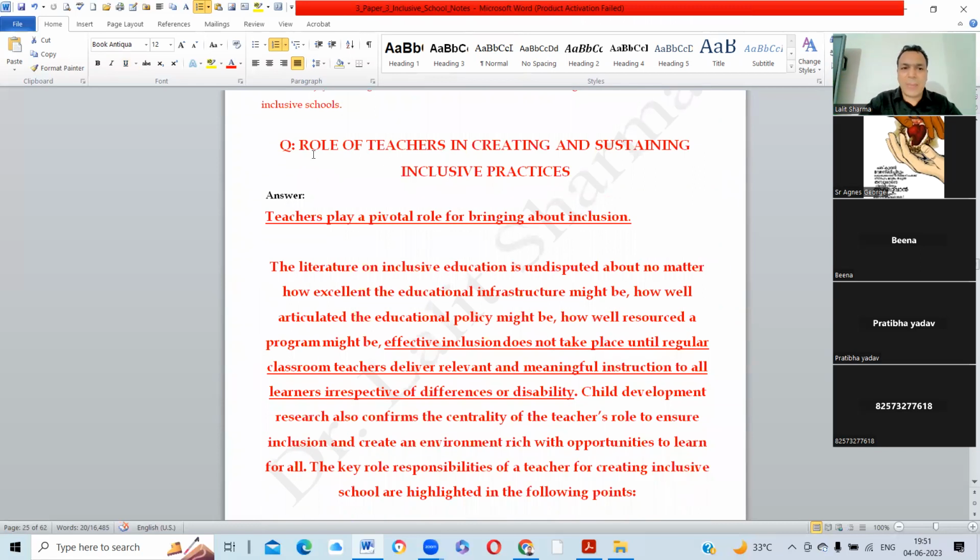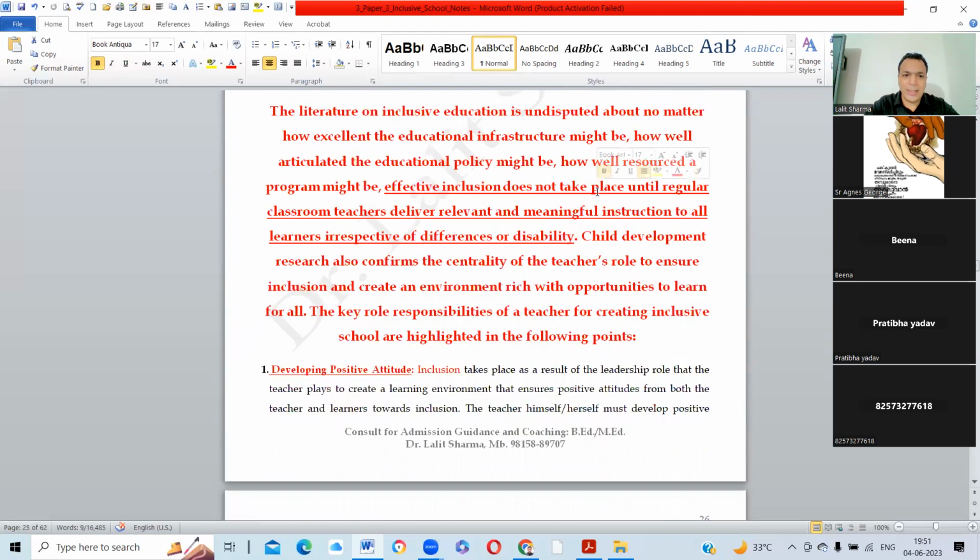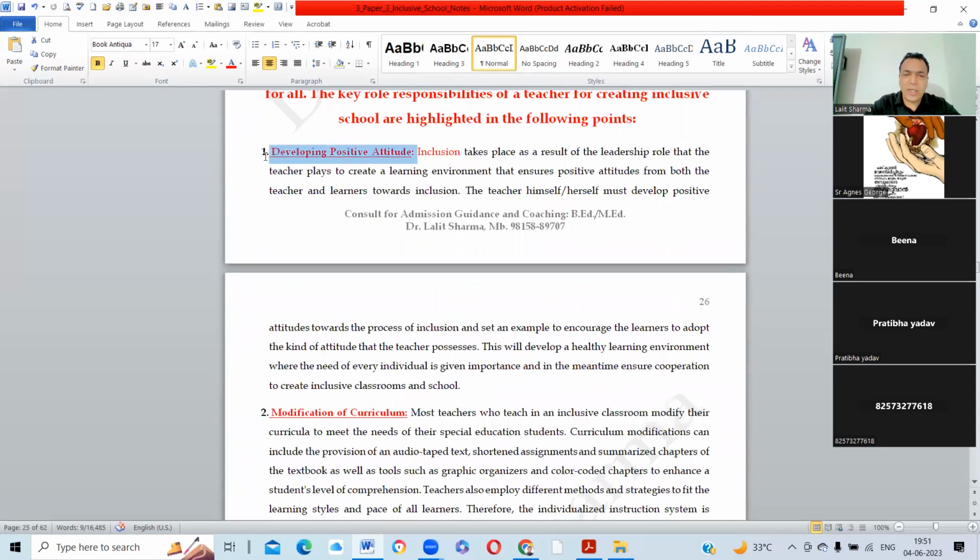Next, I have made the role of teachers in creating and sustaining inclusive practices. What is the role of a teacher? Developing a positive attitude, the same kind of role. The same points are coming: a conducive environment for inclusive students, and creating and sustaining inclusiveness. What is the role of a teacher?